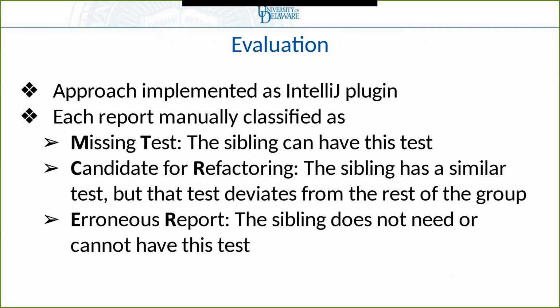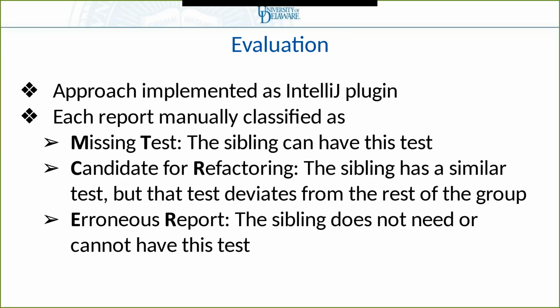To generate the missing test reports from the subjects, we implemented it as an IntelliJ plugin. We then manually classified each report as a missing test, candidate for refactoring, or erroneous report. A missing test report indicates that the sibling can have this test. A report is a candidate for refactoring when the sibling already has a similar test, but this test deviates from the rest of the group.